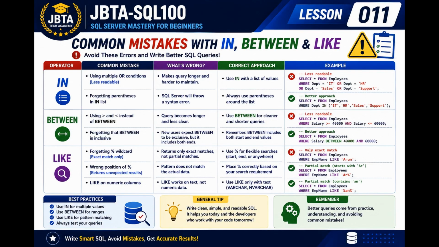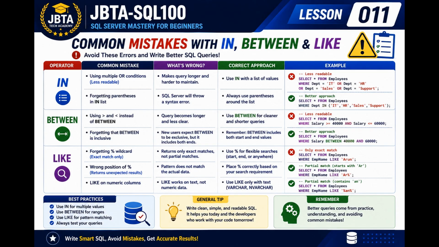Now let's look at some of the most common mistakes beginners make when using the in, between, and like operators. Understanding these mistakes will help you write better SQL queries and avoid unexpected results. Let's start with the in operator. One common mistake is writing multiple or conditions, even when the in operator would make the query much shorter. While the query still works, it becomes longer, harder to read, and more difficult to maintain. Whenever you're comparing the same column with multiple values, the in operator is usually the better choice.